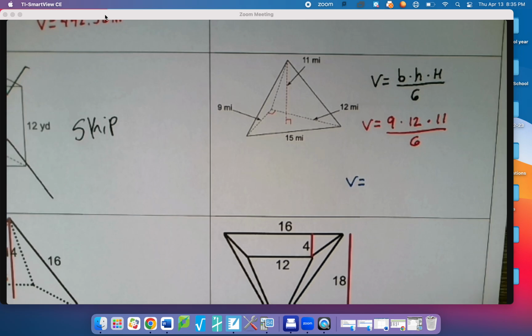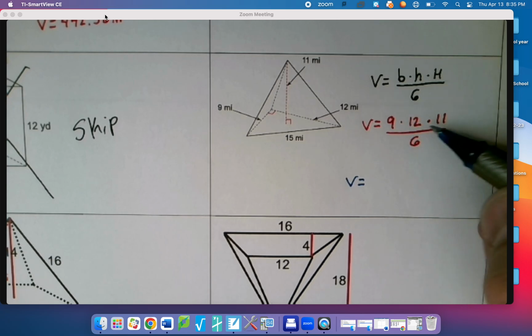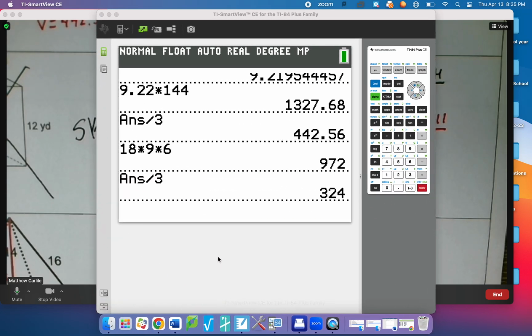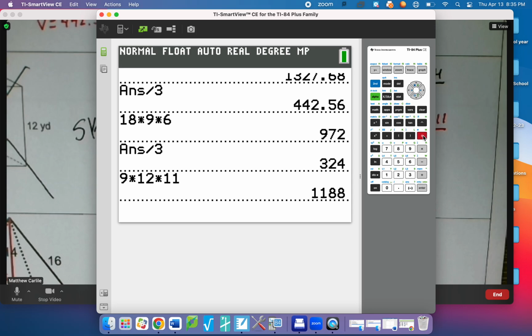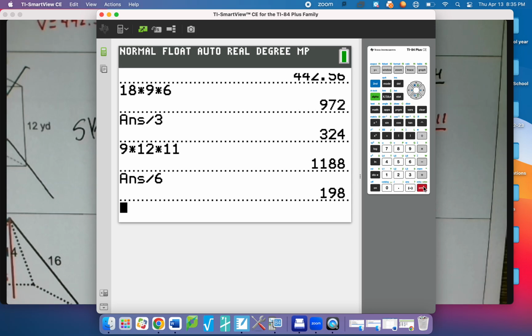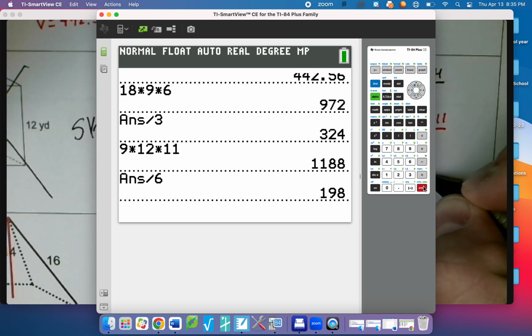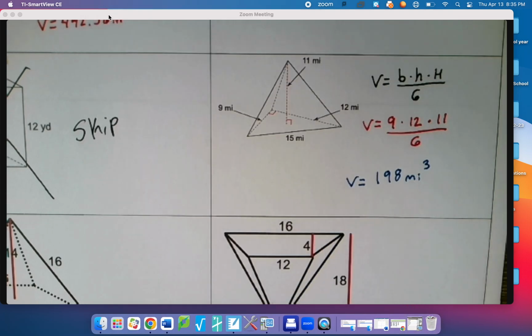So we end up with, probably just do this without the calculator, 12 divided by 6 gets you 2. So we get 22 times 9. Either way, I'm just going to grab the calculator because it's late and I don't want to do the calculations. 9 times 12 times 11 divided by 6 gets us 198 miles cubed worth of volume.